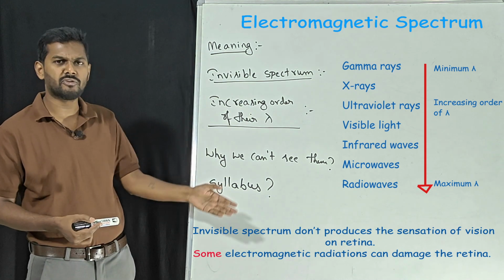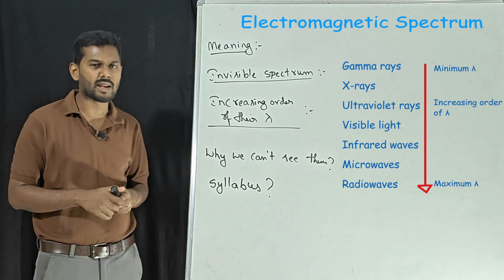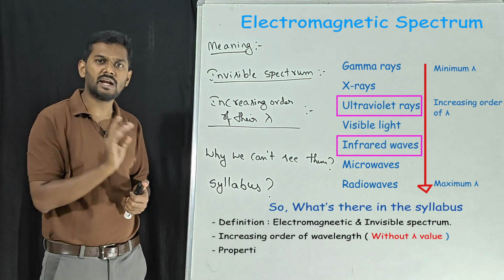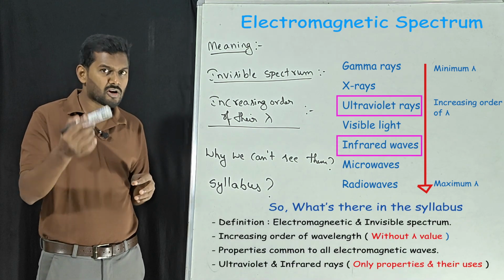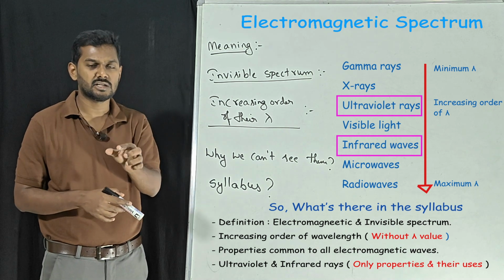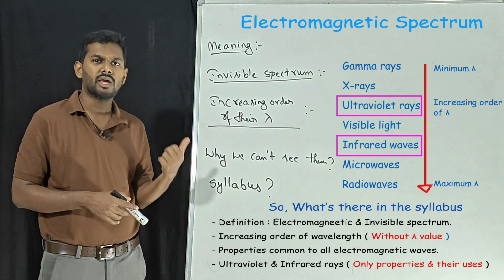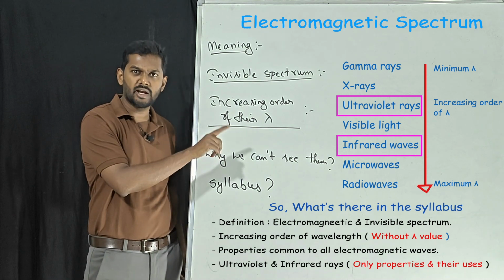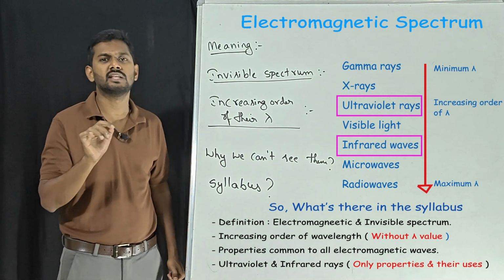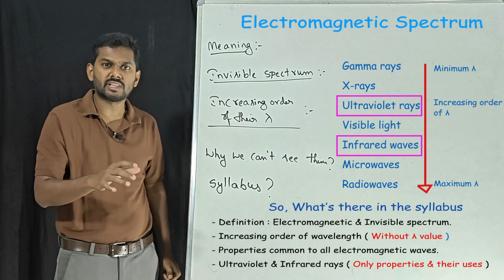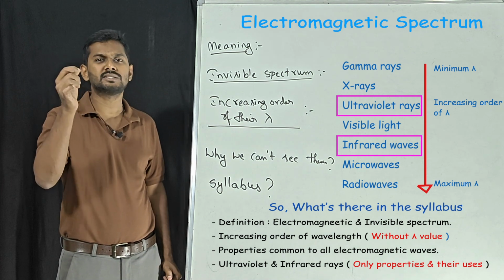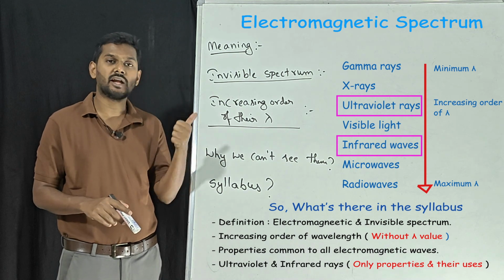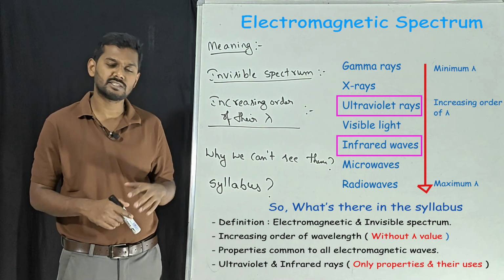We don't have to learn everything about all these electromagnetic radiations. We are going to focus only on infrared radiation and UV radiation. Infrared, short form IR radiation; UV is the short form of ultraviolet radiation. Only infrared and ultraviolet radiation are in the syllabus, and not everything about them, only their properties and uses. Detection and sources of infrared and UV radiation are also not in the syllabus.